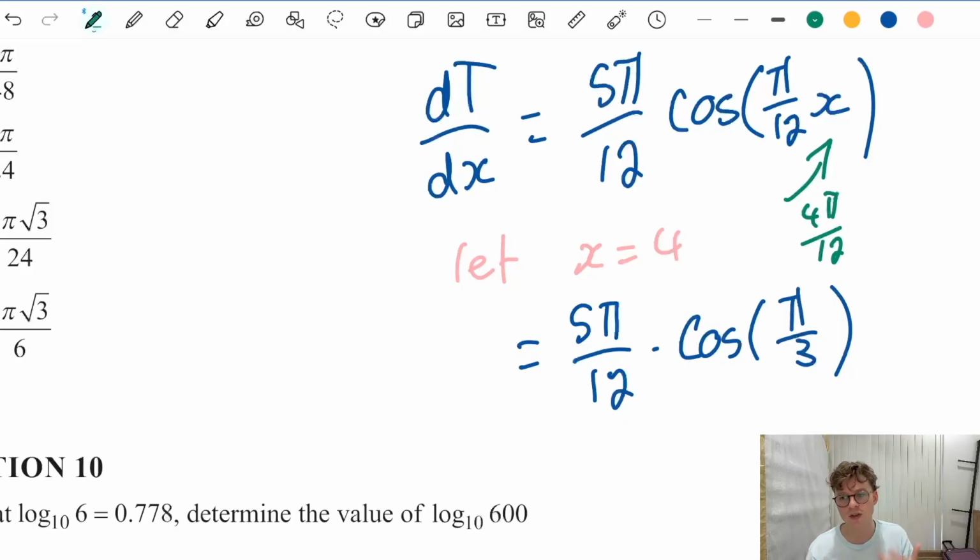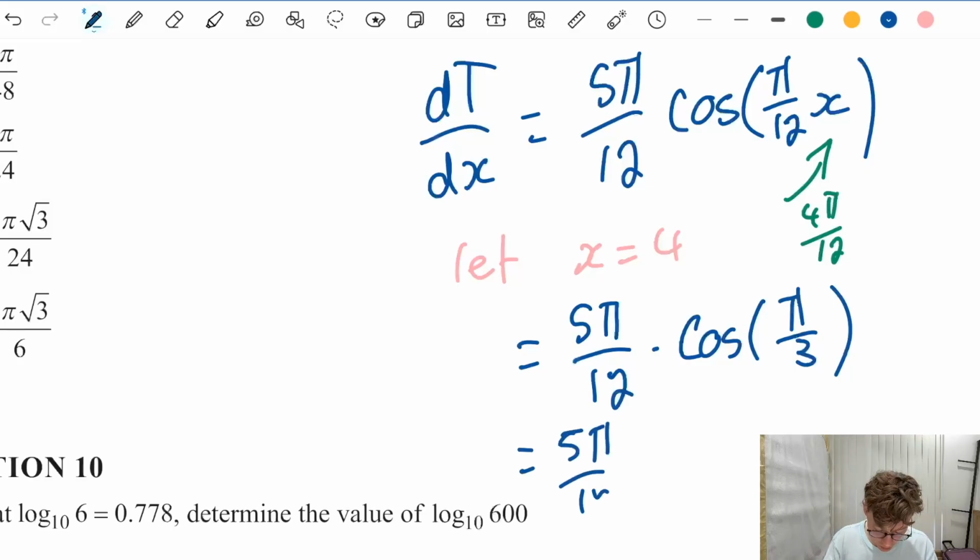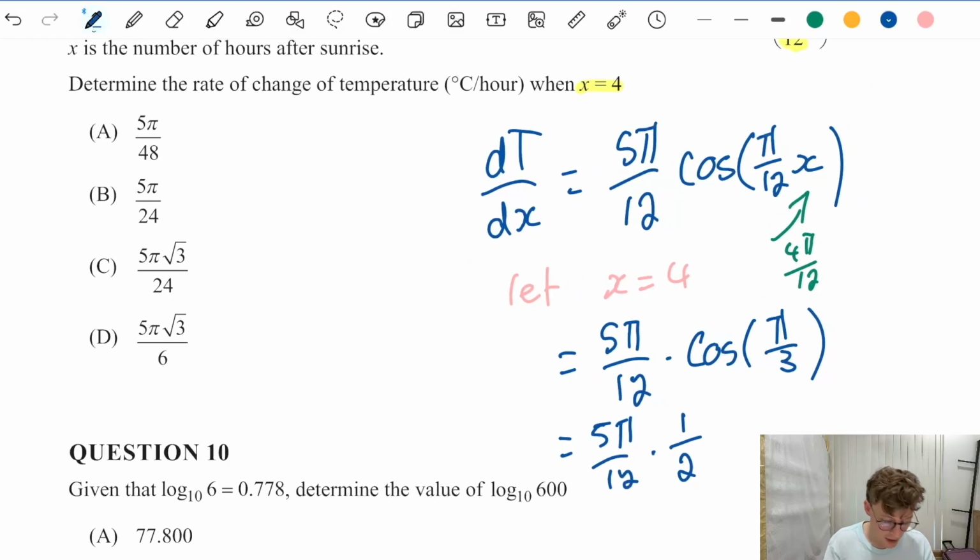I should know that cosine of pi on 3, again, it's the same as 60 degrees. Cosine of pi on 3 equals a half. So I'm going to wind up with 5 pi on 12 multiplied by 1 over 2. If I multiply top line, multiply across my bottom line, 5 pi times 1 stays as 5 pi, 12 times 2 gives 24. So my answer is going to be B, 5 pi on 24.